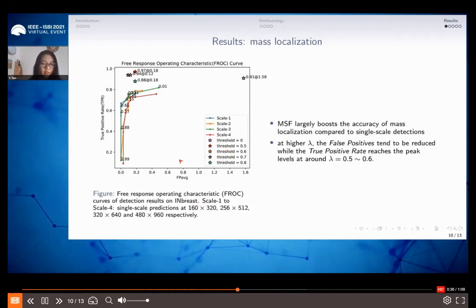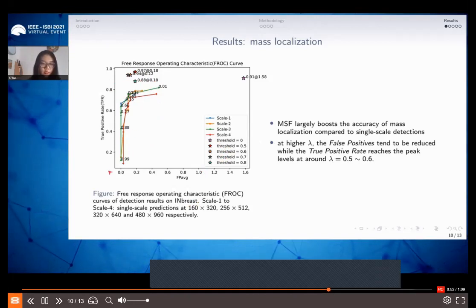We can see that these stars are all located in the upper left corner of FROC space, showing that the mass localization using multi-scale fusion has a higher true positive rate and fewer false positive proposals compared to single-scale detections. What's more, we can observe that the false positives tend to be reduced at higher lambda, while the true positive rate reaches peak levels at around lambda equals 0.506.